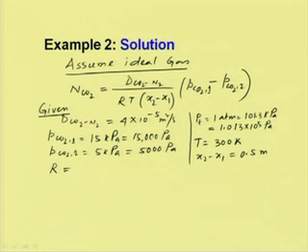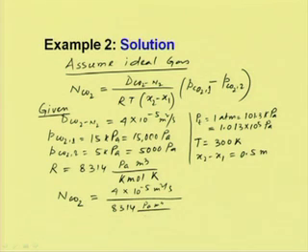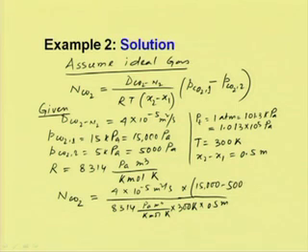and R is known to us, 8314 Pascal meter cube per K mole Kelvin. Now, if we substitute in these equations, the flux of CO2 will be equal to diffusivity 4 into 10 to the power minus 5 meter square per second, divided by RT, 8314 Pascal meter cube by K mole Kelvin into 300 Kelvin, into 0.5 meter, multiplied by the partial pressure difference 15,000 minus 5,000 Pascal.